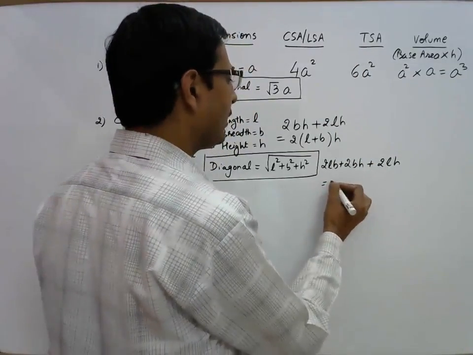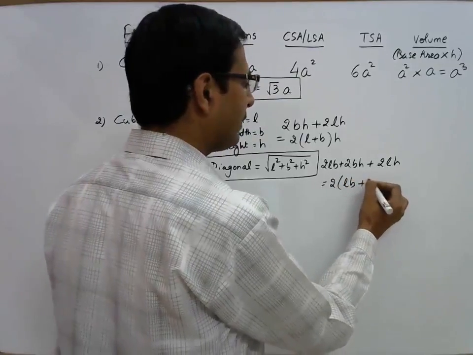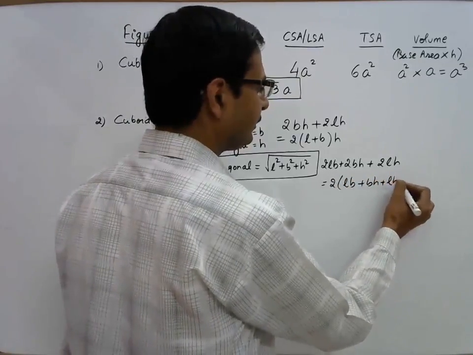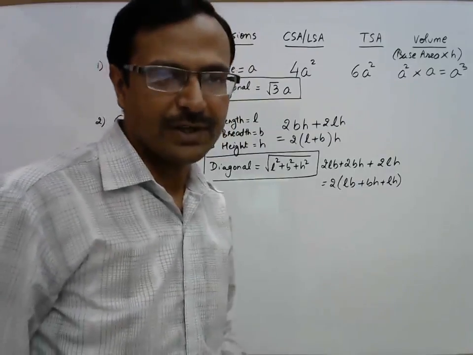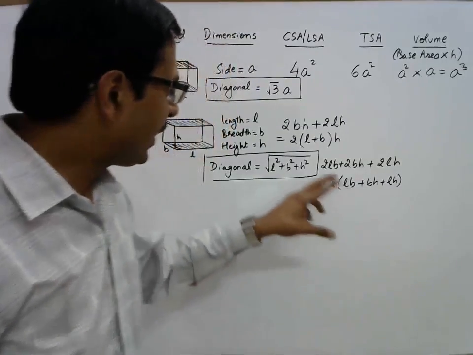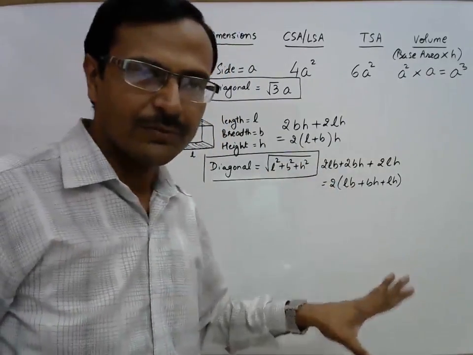Now you can take 2 common. So you are left with LB plus BH plus LH. This is the formula for the TSA. So now you have CSA and TSA both.